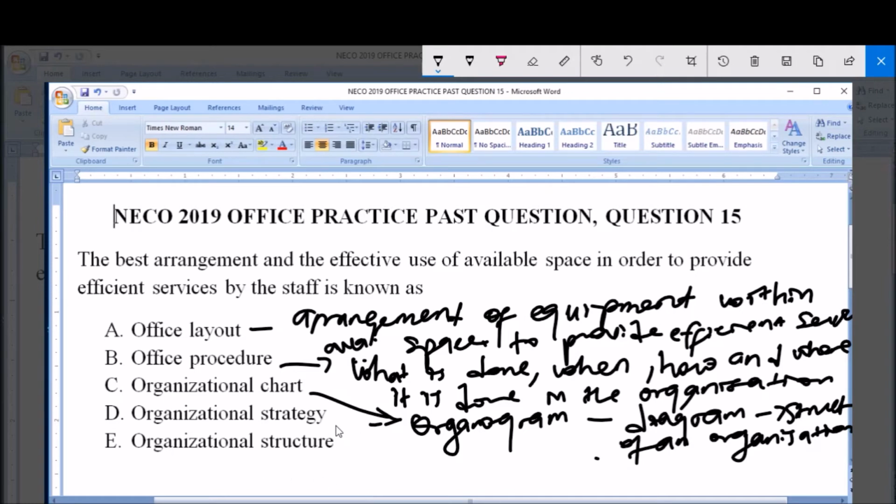Now D here says organizational strategy. Now this is the sum of actions a company intends to take to achieve their long-term goal. These are the strategies, actions that companies take to achieve their goal.